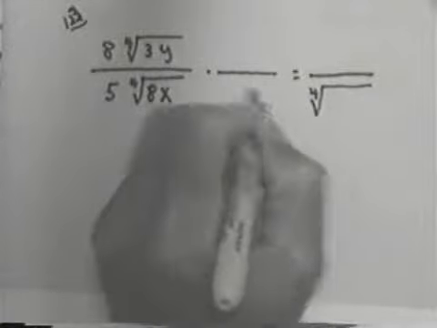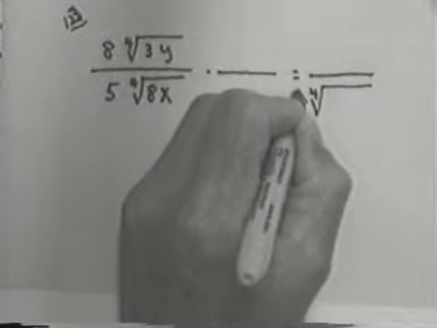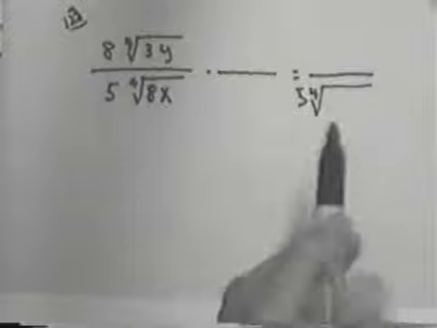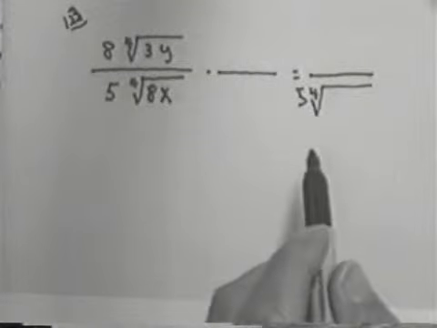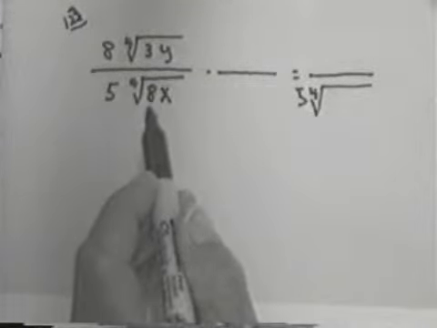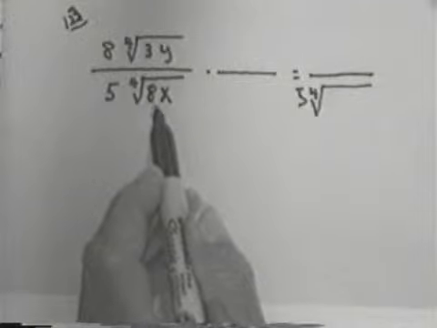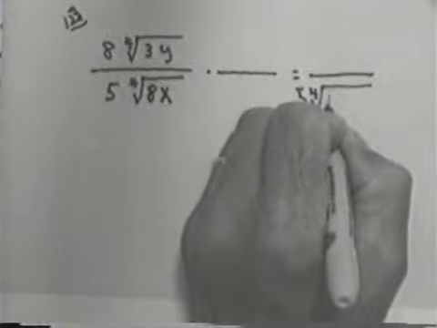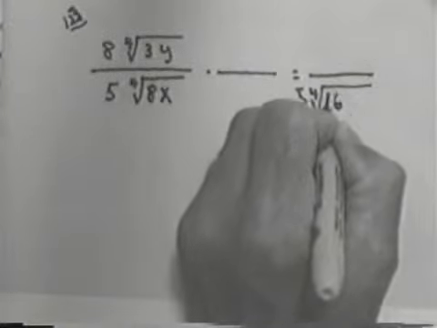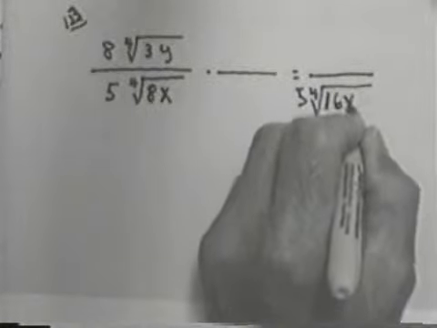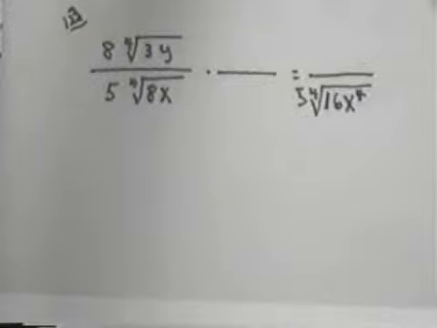Now you'll still just have the 5 here, so that will be the same. But I've got to get the 4th root of a perfect power. Now look in your list of fourths. 8 is not a fourth, but 16 is. 16 is a perfect fourth. And of course, x to the 4th would be a perfect fourth.